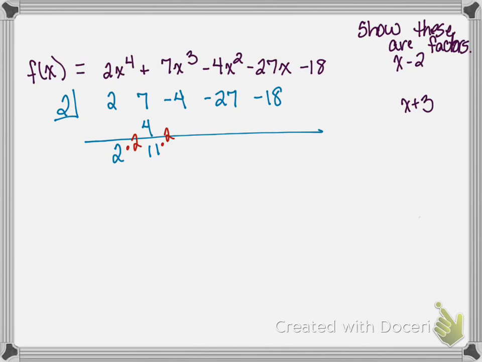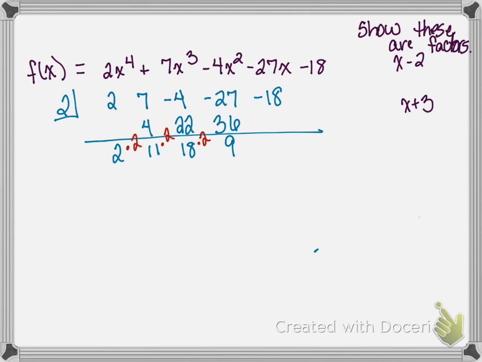11 times 2 is 22. Negative 4 and 22, what does that give me? 18. What is 2 times 18? 36. Okay, negative 27 plus 36 gives me what?